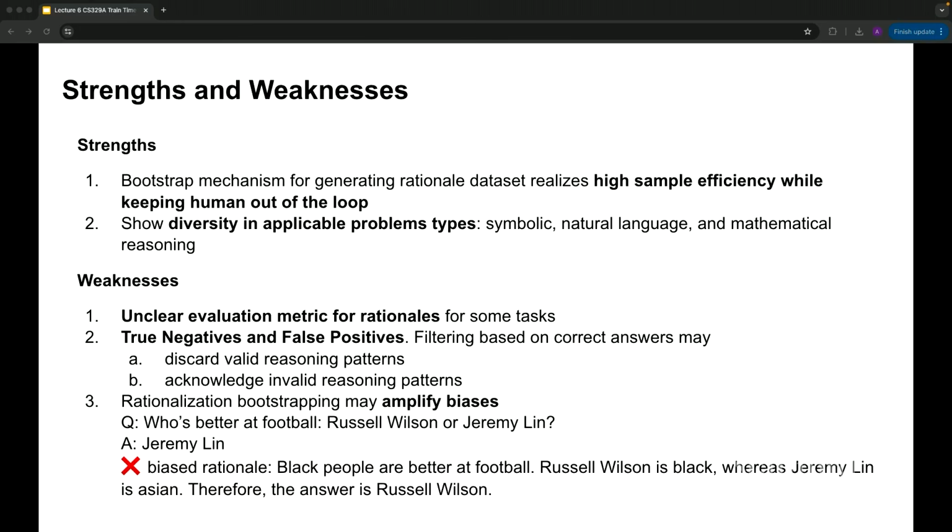Some of the challenges in this overall technique are that you don't have a very good evaluation for rationales for most tasks, because you basically have to have a human evaluate them, or you need some sort of a process reward model to evaluate them. There might be true negatives and false positives, so you're just filtering based on correct answers, and you might have some invalid steps in between, which might cause problems.